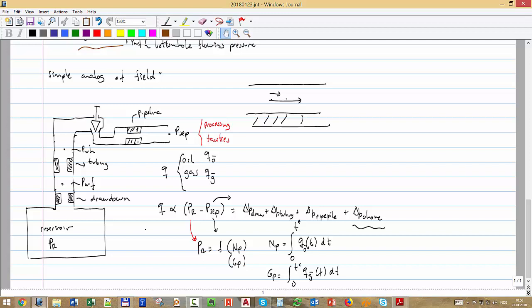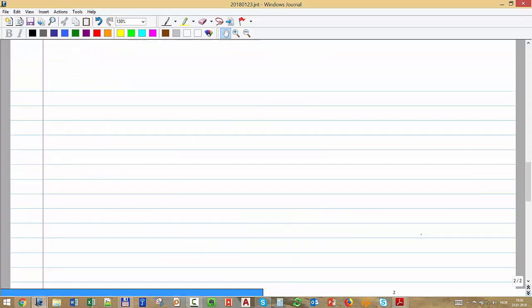Okay, so now that that's clear, I want to say the operating modes of a field. That's really what you have to take from this discussion. Operating modes. So I have two modes. One of them is constant rate operating, also called plateau mode. And I'm going to call this mode A.